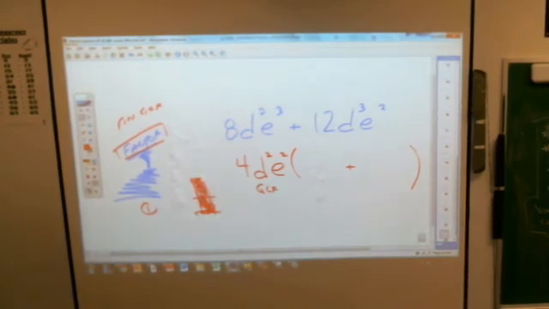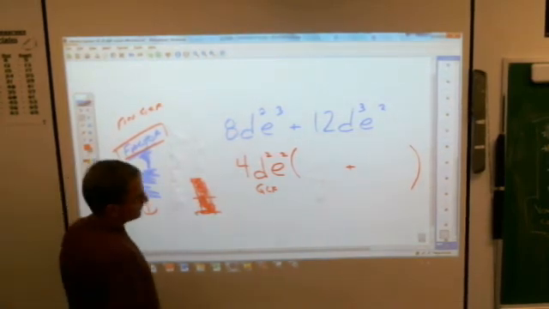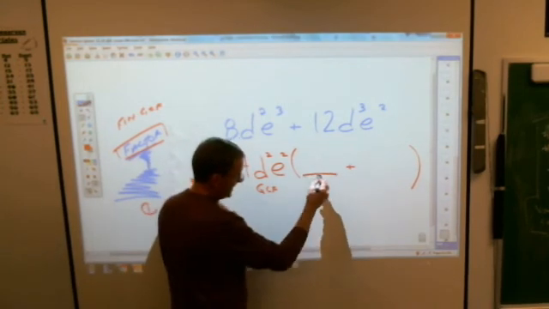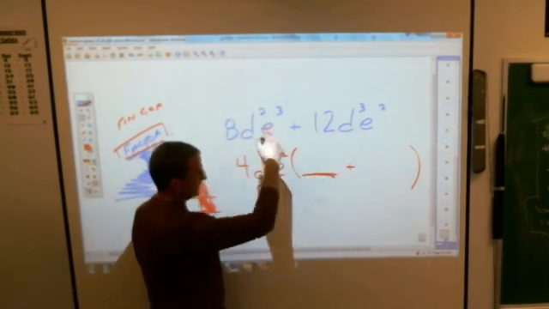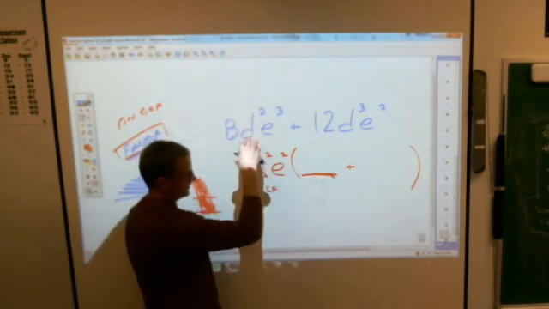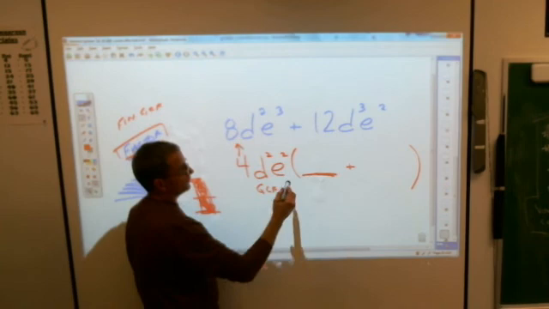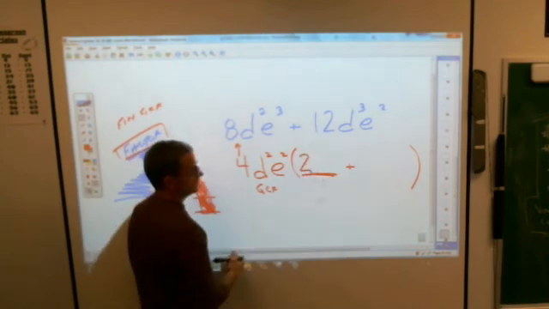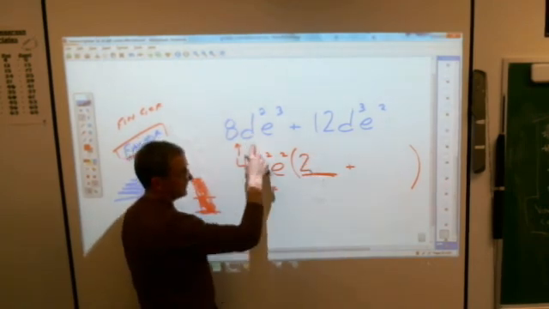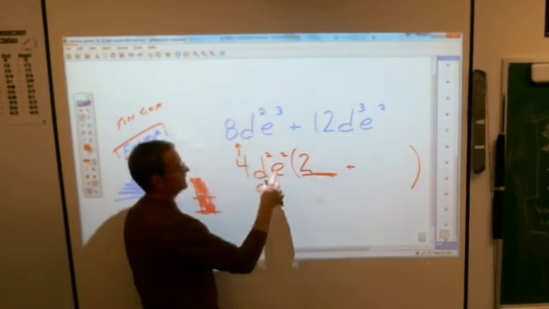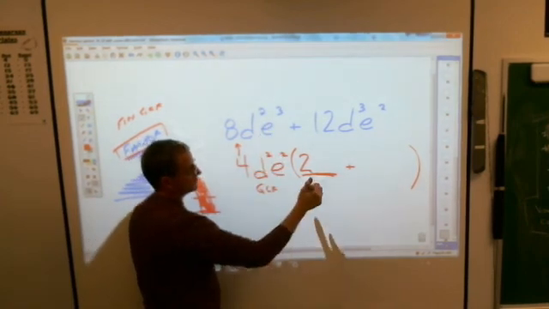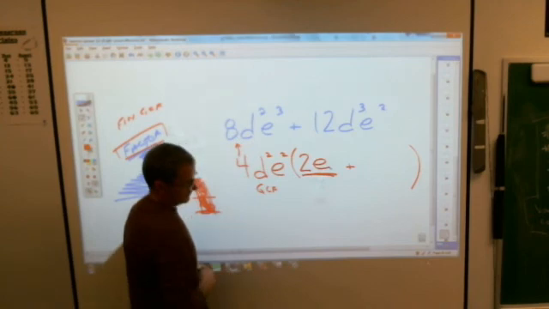Everybody's done? So, here's the deal. In here, I have to put what I multiplied this by to get that, or what this divided by that is. It's the same thing. To go from 4 to 8, I need to multiply by a 2. D squared is already there, I don't have to worry about it, but I need to go from e squared to e cubed, so I need an e.